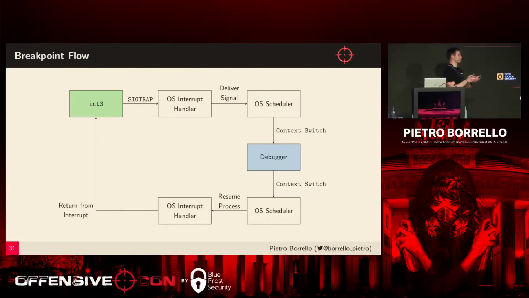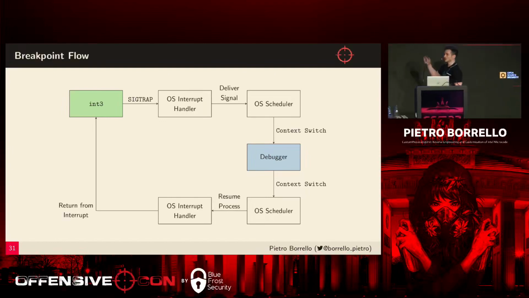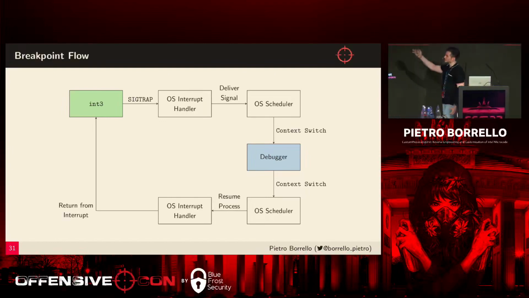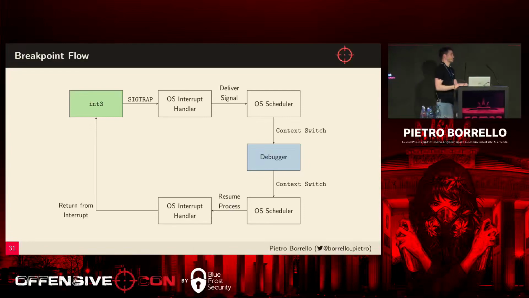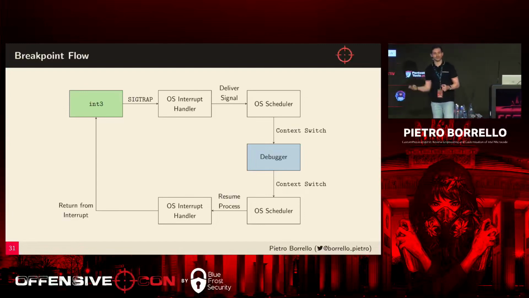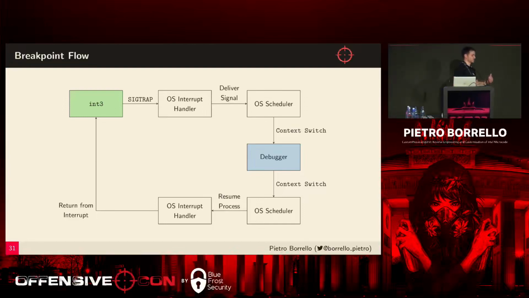When you set a breakpoint for a program with your debugger, the debugger changes the memory of that program and puts an int3 instruction at the place of the breakpoint. When the program hits that breakpoint, it triggers an interrupt that sends a SIGTRAP to the operating system and moves the execution to the operating system interrupt handler, which wants to deliver a signal to the original process.